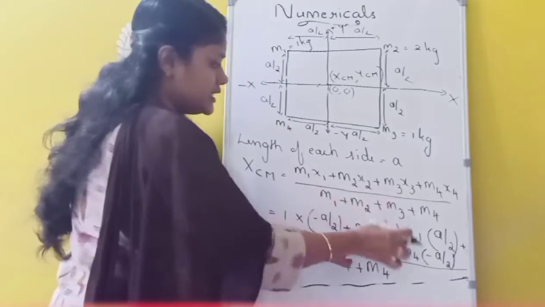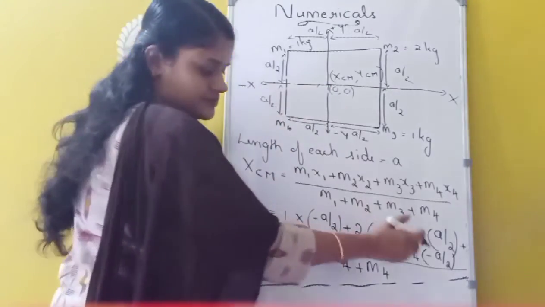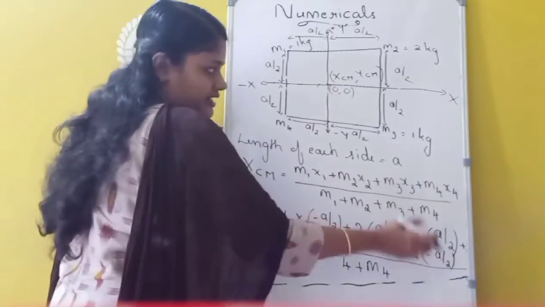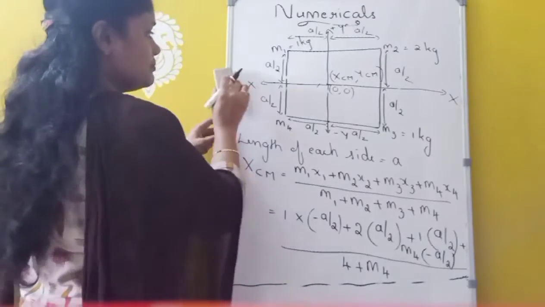We don't know the mass. M4 into what is the distance? A by 2 towards left of the origin, so it is taken as minus. Whenever we are taking towards left of the origin, it is taken as minus. Towards right means we can take it as plus. So now we are simplifying this one.